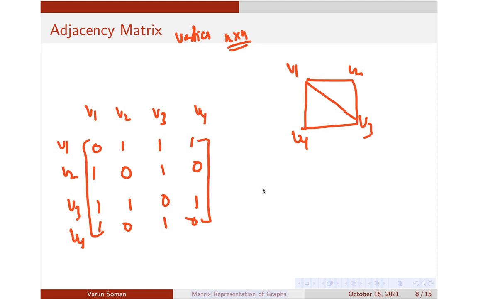It's always a square matrix. In the other case, the incidence matrix need not be a square matrix because the number of edges could be more or less than the number of vertices. So the adjacency matrix is always a square matrix. Suppose you have a self loop here, so one loop is there. In that case, we will put 1 here.